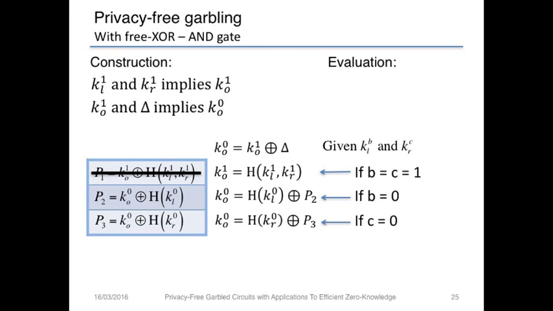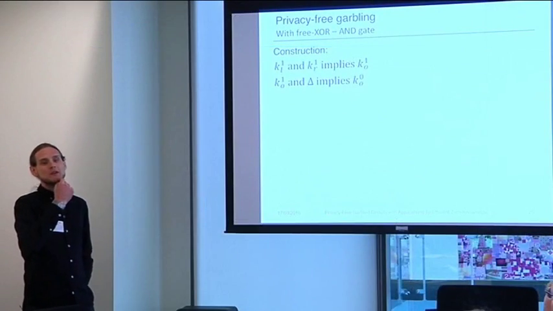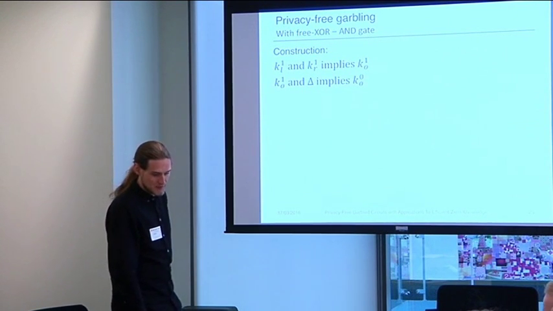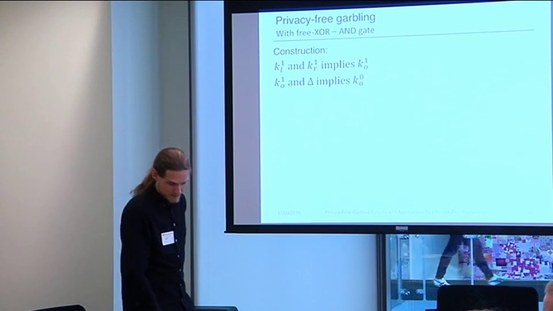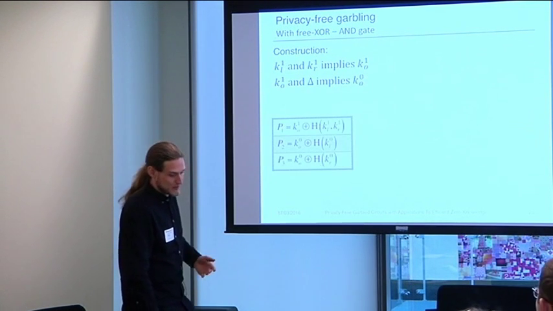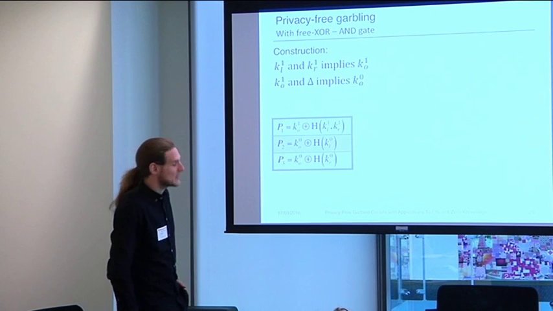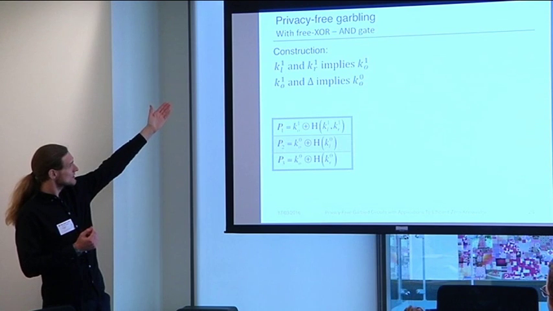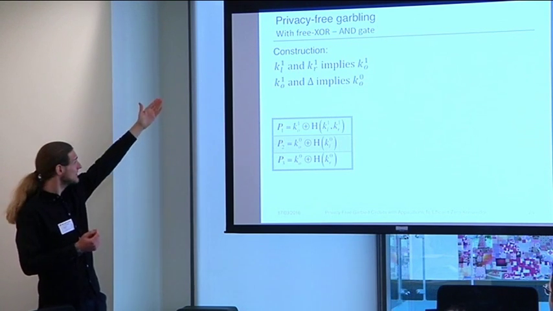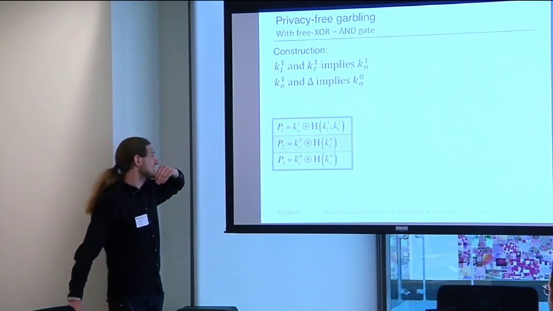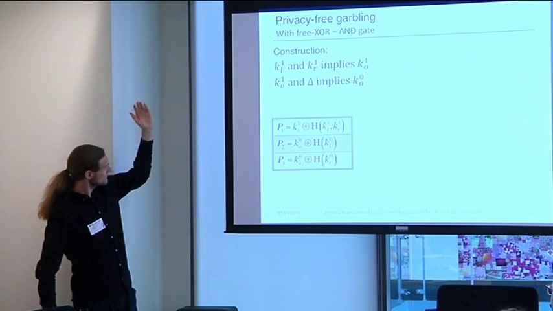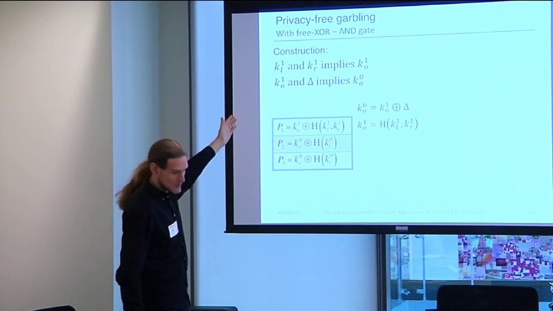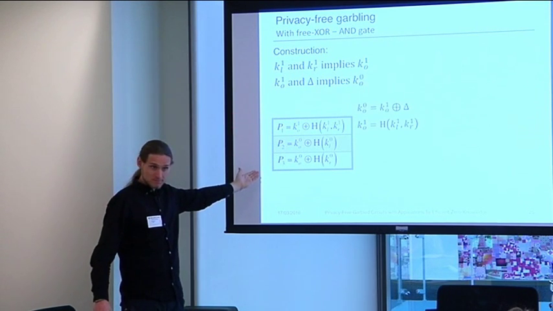If we want to use free XOR, we can do something similar, but not quite as efficient. The idea is the same. Like before, we look at what we know if we have an AND gate. We know that if the left is a one key and the right is a one key, then we should get the one key. And we also have the definition that if we have a one key XORed with delta, then it becomes a zero key. So we construct the table like before.